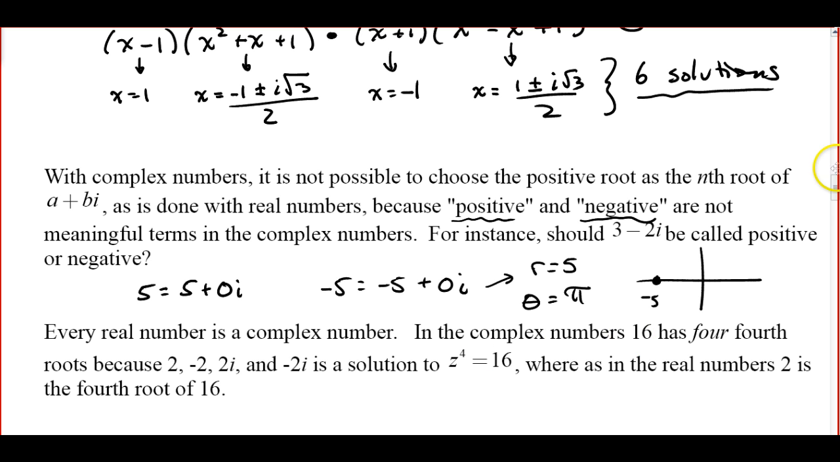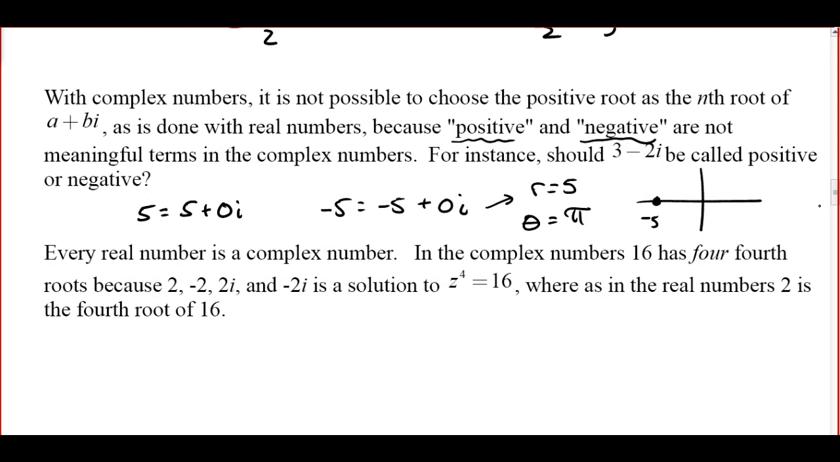In the complex numbers, we would say that 16 has 4 fourth roots, because these are all the different ways that I could raise a number to the fourth and get 16. I know 2 to the fourth is 16, -2 to the fourth is 16, 2i to the fourth is 16, and -2i to the fourth is also 16. So those are all solutions to z to the fourth equals 16. But if we talk about real number roots, 2 is a solution and -2 would be a solution. But we would also say that in the real numbers, 2 is the fourth root of 16. So a lot of this is just terminology.